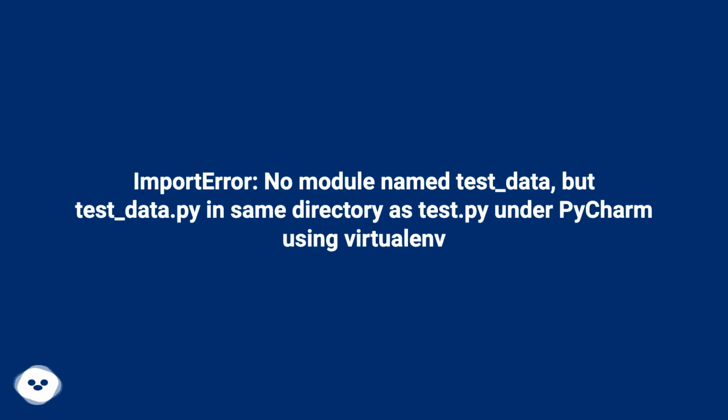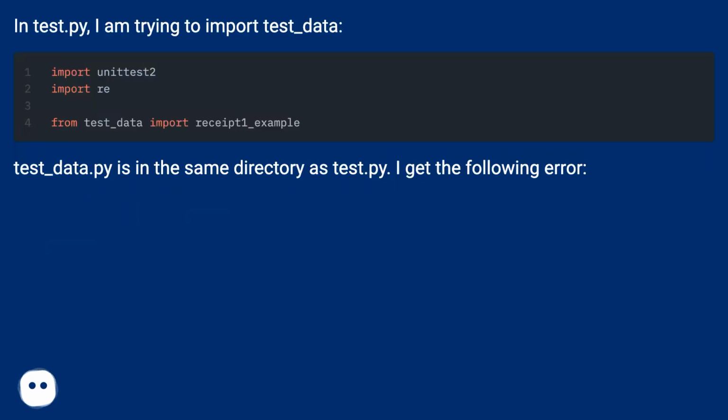Import error, no module named test_data, but test_data.py is in the same directory as Test.py under PyCharm using virtualenv. In Test.py, I am trying to import test_data. Test_data.py is in the same directory as Test.py. I get the following error.